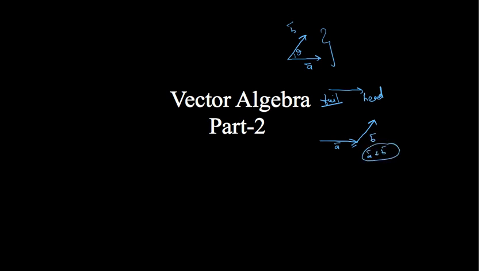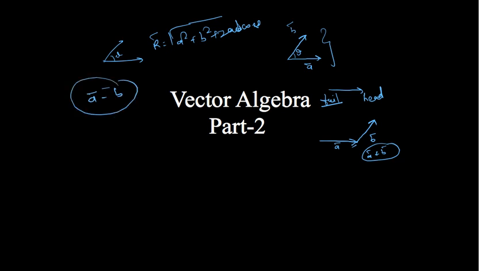Now the question comes: we have calculated a vector plus b vector like this, theta was there, and we have calculated the resultant vector, that was the square root of a square plus b square plus 2ab cos theta, correct? This we have done. Now what if we want to subtract two vectors? So I want a vector minus b vector, and a vector and b vector have been given like this.